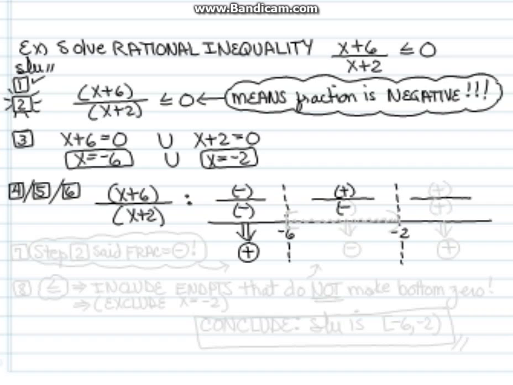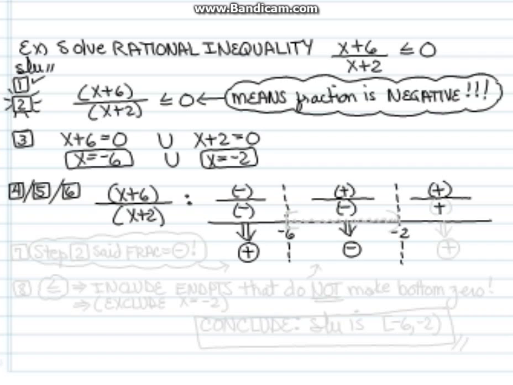Now, in the next region, we choose a value between -6 and -2, any value between -6 and -2. Let's say x is -3. Now plug that into the top of the fraction. We get -3 plus 6 gives me a positive result. Plug it into the bottom of the fraction. -3 plus 2 gives me a negative result. A positive divided by a negative is a negative.